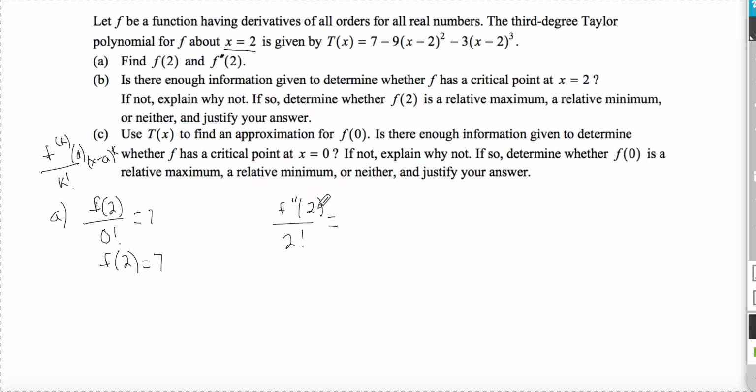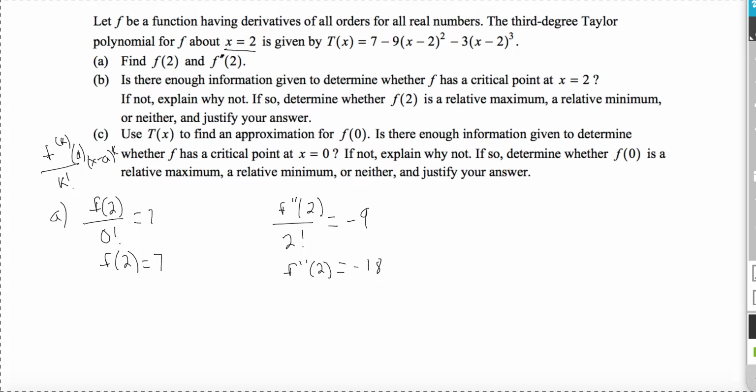So the second derivative at 2 divided by 2 factorial is going to be equal to whatever constant I see in front here with its negative sign. Doing my quick math, 2 factorial is just 2, so f double prime of 2, I'm going to multiply 2 to this side, will give me negative 18. And there are the two values that I am looking for.